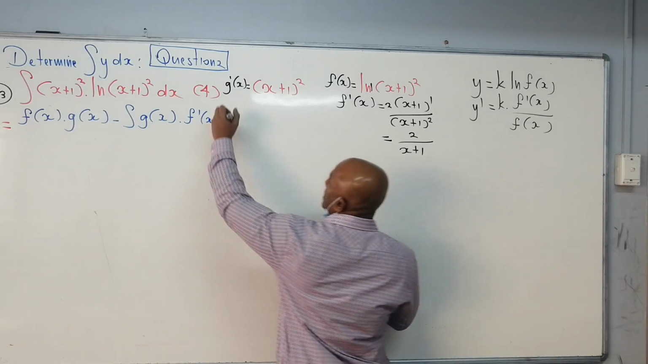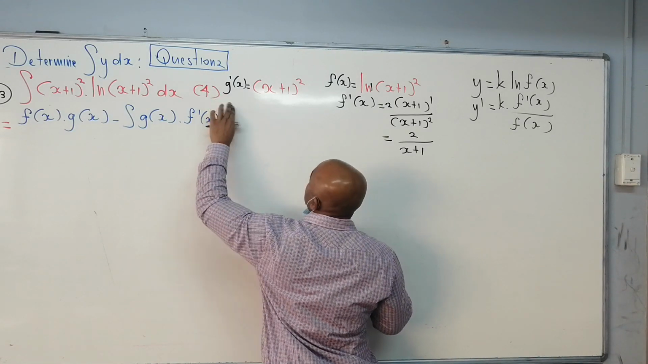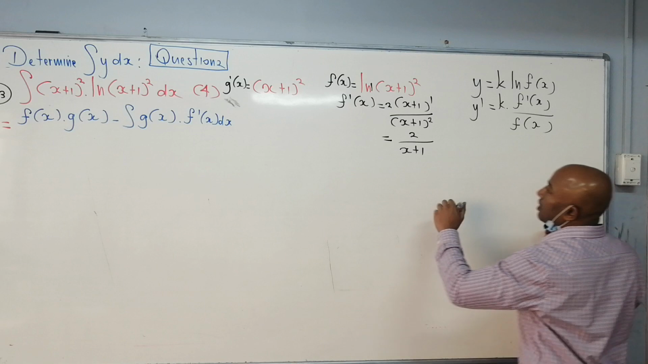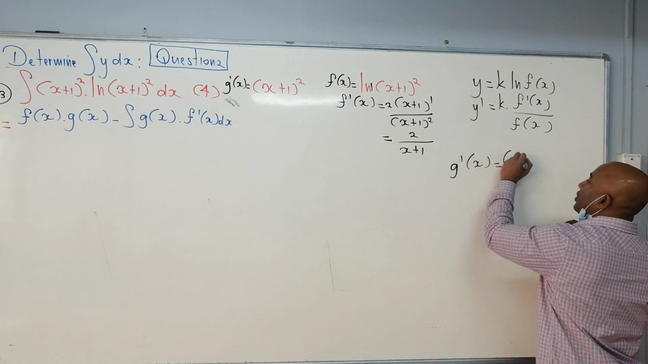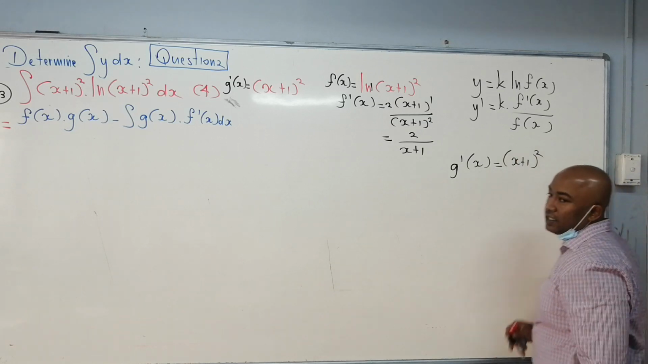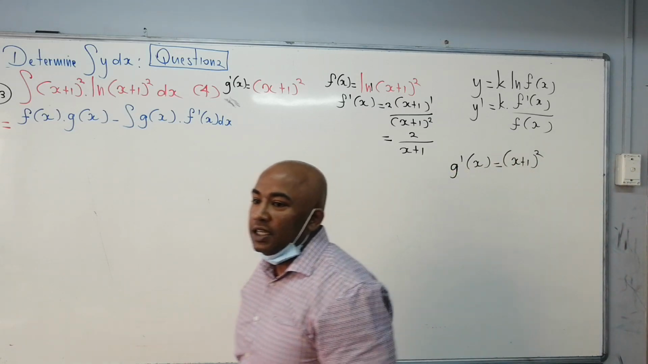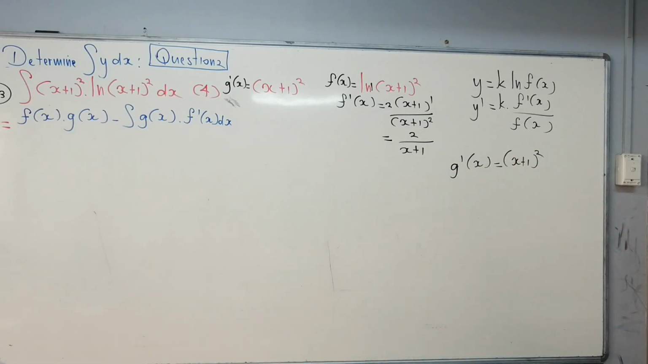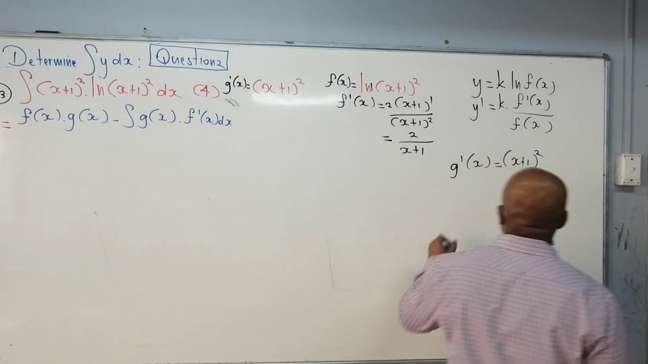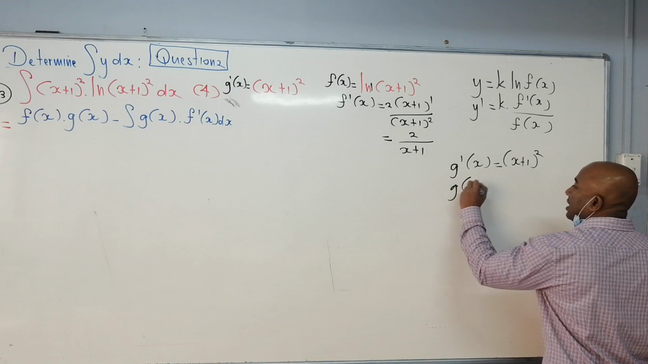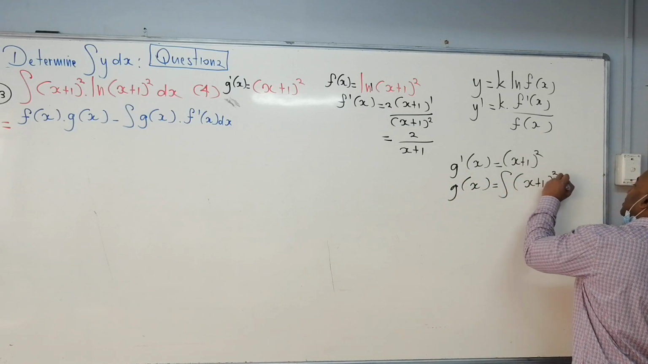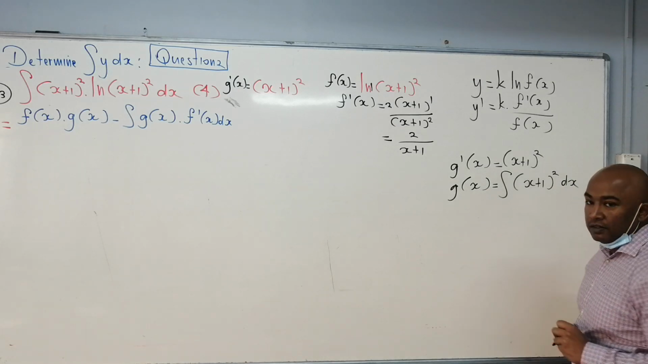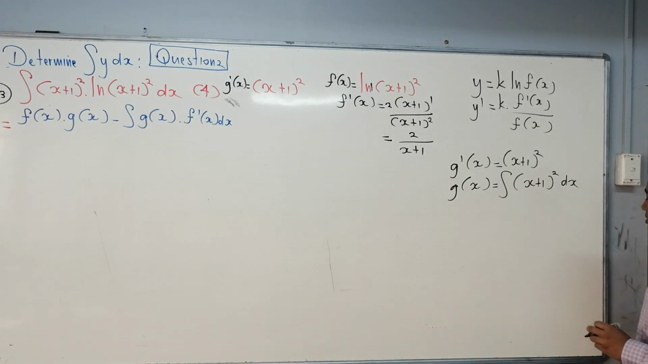What about g(x)? To get g(x), let me just do it here. I know my g'(x) is equal to (x + 1)². I need to get g(x). That means I need to integrate that. So to get g(x), I'm going to integrate (x + 1)².